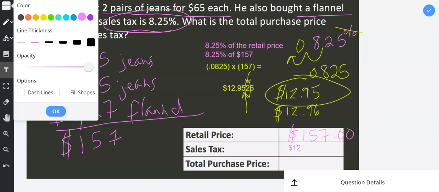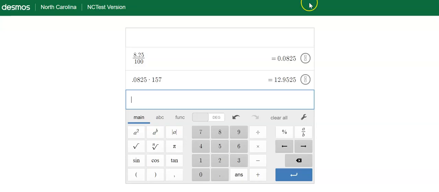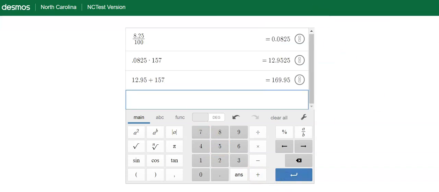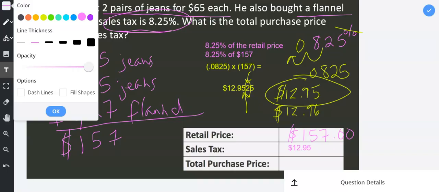So the tax is $12.95. And then to figure out the total purchase price, we have to add the $157 and the $12.95. Now I haven't lined the decimals up nicely, so I'm just going to use the calculator. $12.95 plus the $157, we get $169.95.